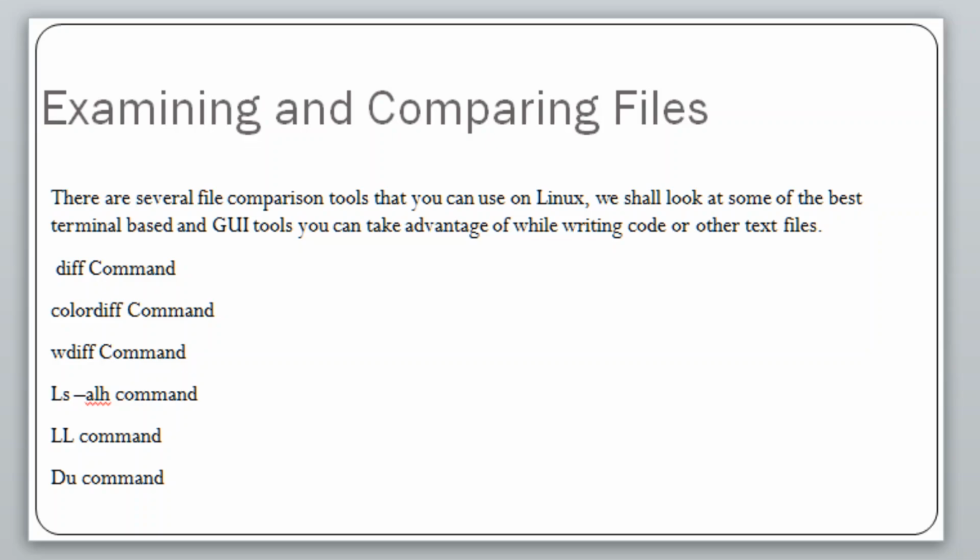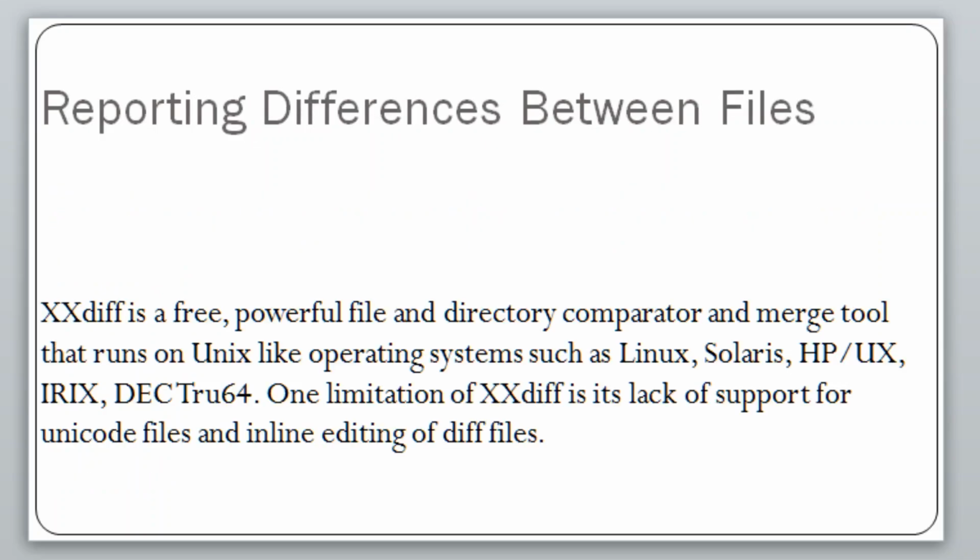There are several comparison tools that you can use on Linux. We shall look at some of the best terminal-based and GUI tools you can take advantage of while writing code or other text files. We'll look at the diff command. There's also the color diff command, wdiff. There's the ls -alh command. Now remember guys, this is the ls command with the flags A, L, H. A stands for all, so show hidden files. L is a long listing, and H is human readable format. We also have ll, which is a shortened version of ls -l. And then we have the du command, which shows the disk usage. So we're going to take a look at the diff command only.